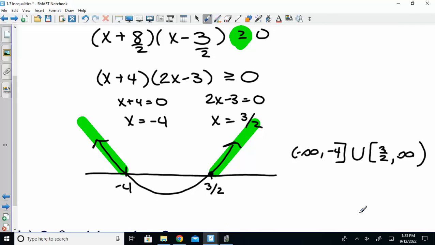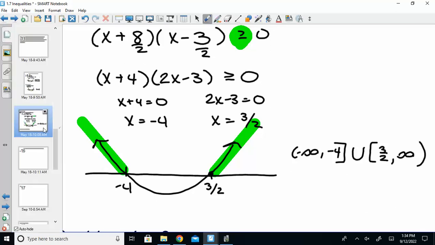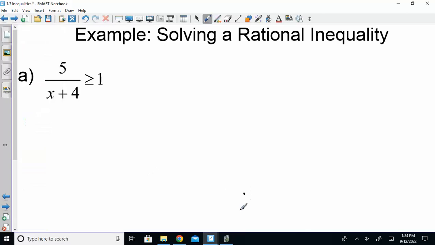Okay, so you do have to watch if you want the less than or the greater than on this, and we could have more than one section of our graph that works. Is that okay? Do we need more quadratics? So I'm going to go into the last type of inequality.